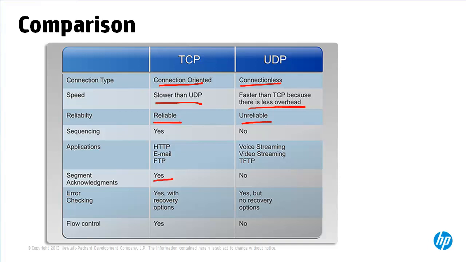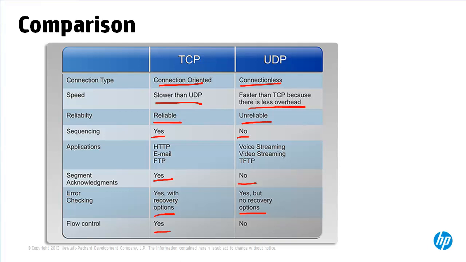TCP acknowledges receipt of data. There's error checking and recovery. There's sequencing. UDP does not sequence, does not send acknowledgements. It has no recovery options. So if there's an error, it expects higher layer protocols to handle corrupted segments. UDP basically gives the reliability mechanism responsibility to the higher layer protocols.